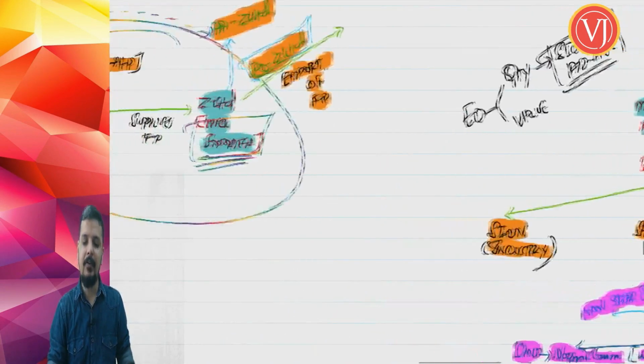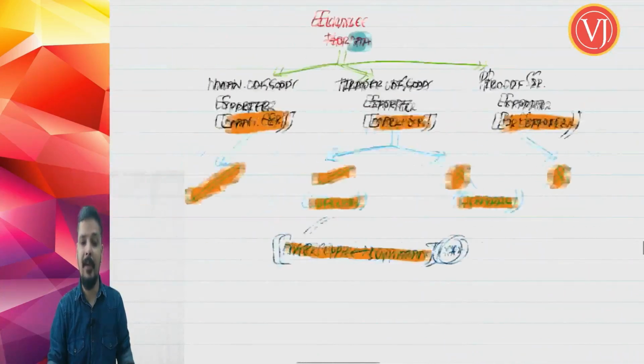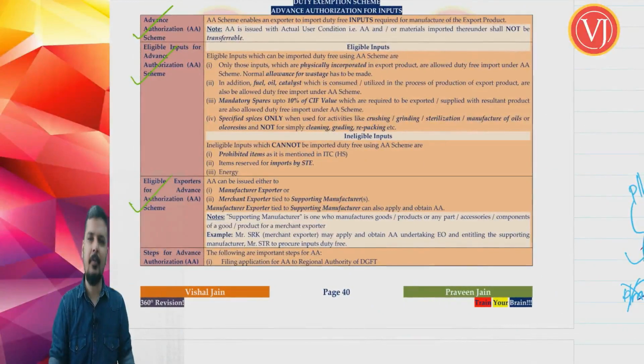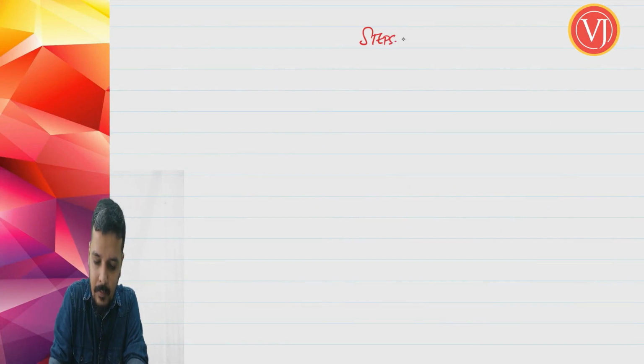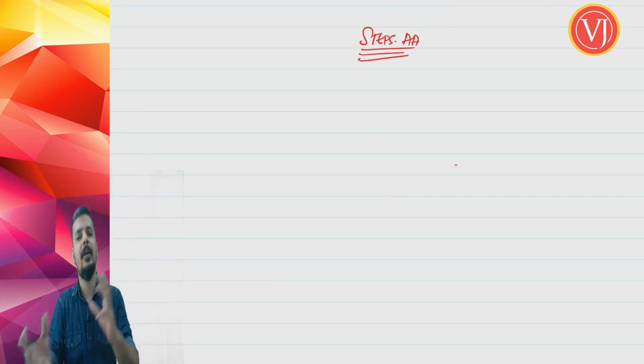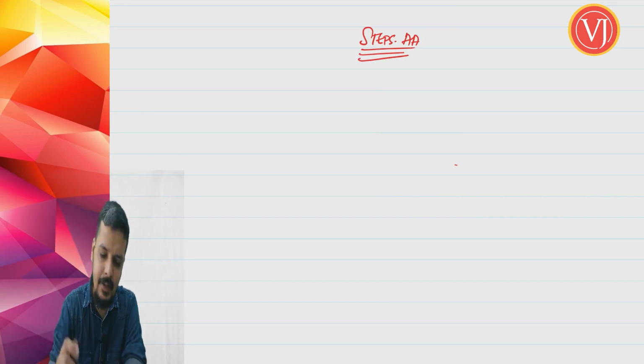Right. Now, friends, we are talking about the main discussion. If you look at this now, steps for the advance authorization. Let me complete the steps for advance authorization in a very simple manner, so that when we compare it with your duty free import authorization, it will be more simple. What are the steps?